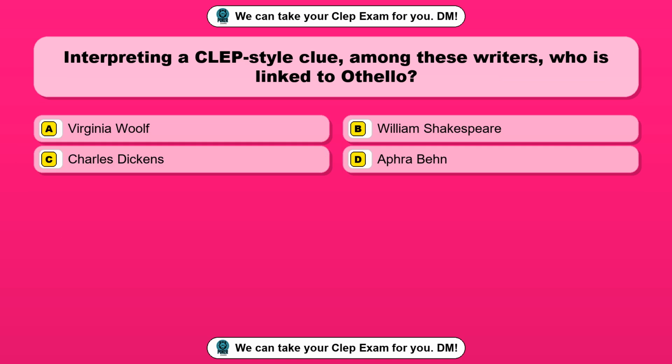Question 32. Interpreting a CLEP style clue, among these writers, who is linked to Othello? Option A, Virginia Woolf. Option B, William Shakespeare. Option C, Charles Dickens. Option D, Aphra Behn. The correct answer is option B, William Shakespeare.